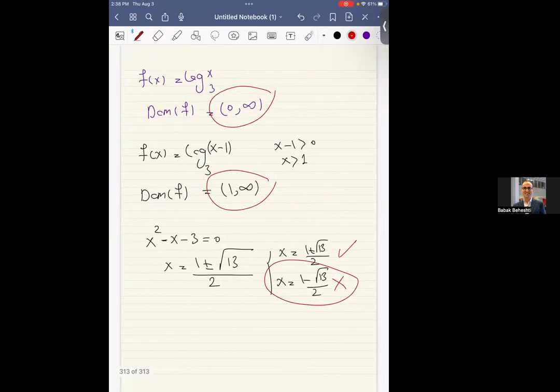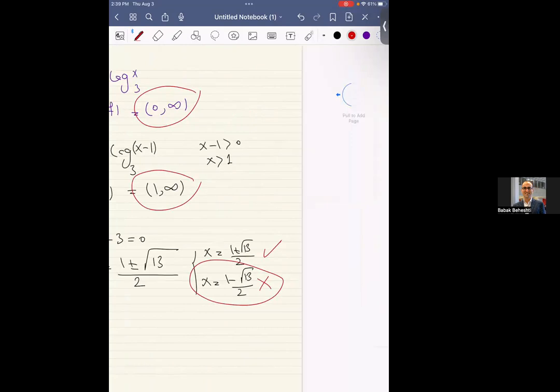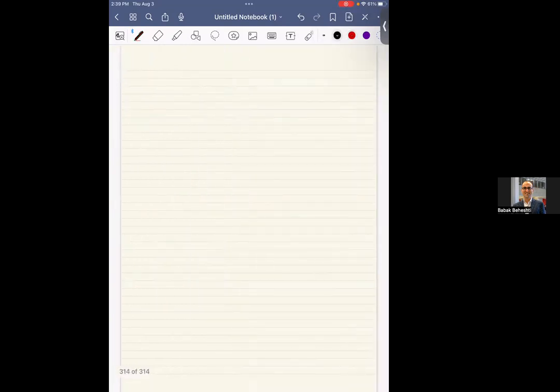Okay, so another typical problem is what if you have a logarithmic function like f of x equal to log of x squared minus 3x plus 2, for example, and I want you to find the domain. This is another typical problem. Is x squared minus 3x plus 2 at the top? Yes, on the top. So find the domain of f.